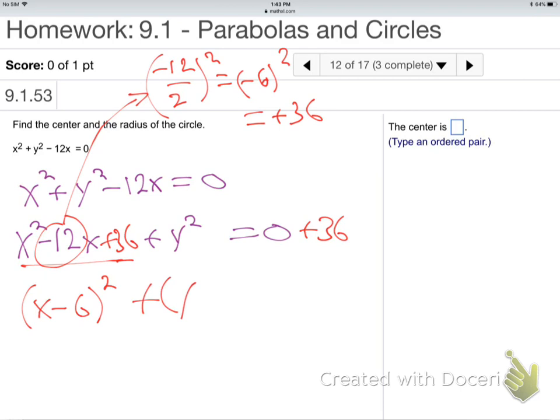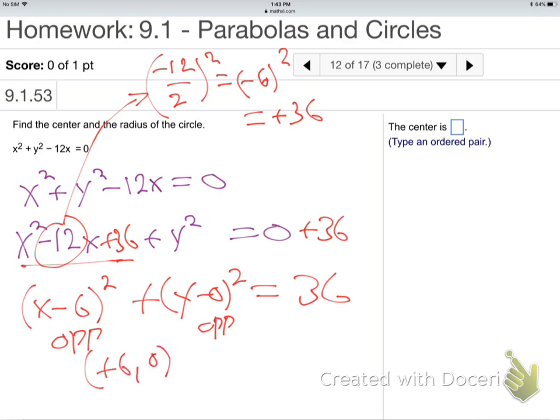And these guys, this is really y minus 0 or plus 0. It's just y squared. So then opposite, opposite. What's the center? Plus 6, 0. The radius, square root of 36. The radius is 6. Done. Center is 6, 0. Radius is 6. That okay on completing the square there?